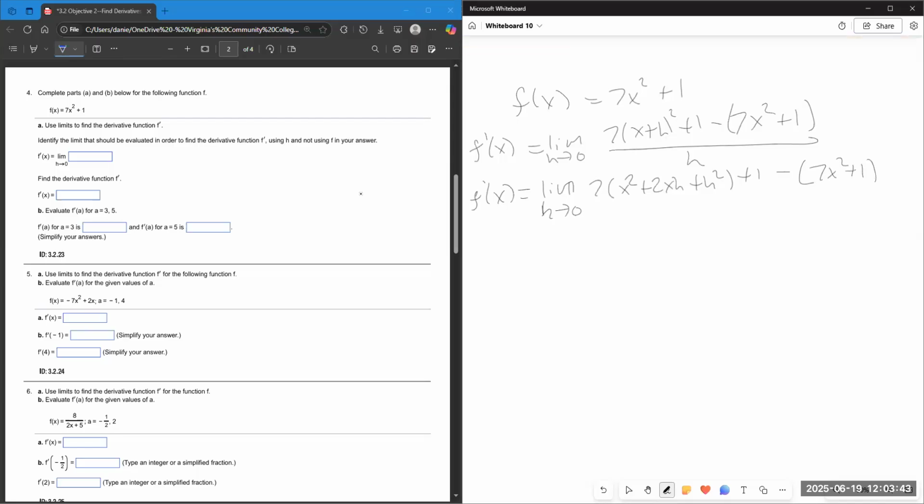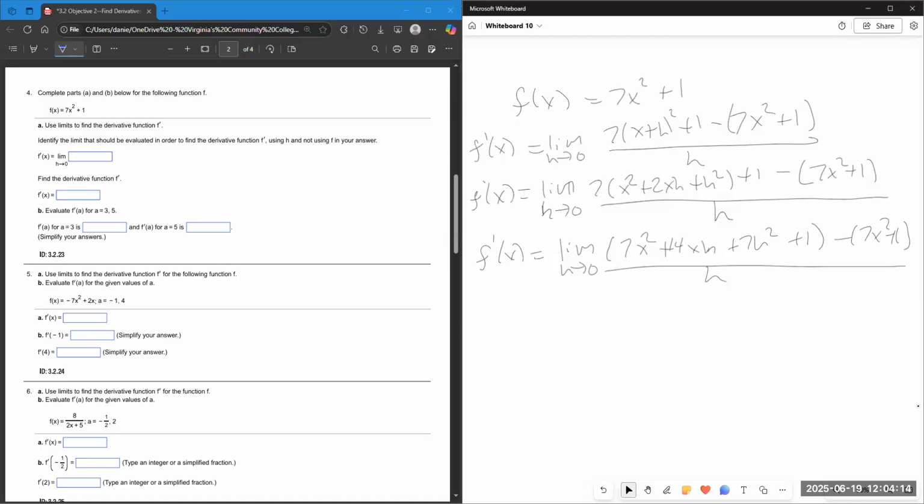Leave that alone for the first blank. They don't want you to worry about the subtraction yet. Do go ahead and distribute this 7. It's 14xh plus 7h squared plus 1 minus 7x squared plus 1 over h.